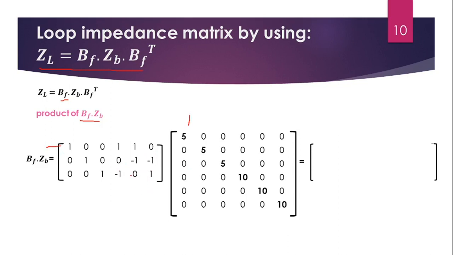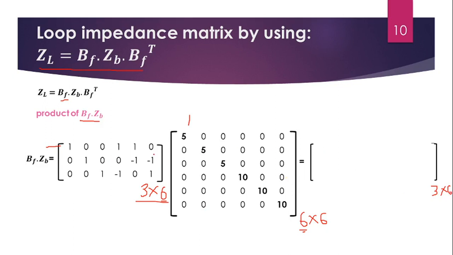First of all we have to check the size of this matrix. What is the size of this tie set matrix? That is 3 by 6, and the size of the impedance matrix is 6 by 6. When you do the multiplication, you have to follow the rule for matrix multiplication: the number of columns of the first and the number of rows of the second should be the same. Here it is 6 and it is 6, and the resultant matrix we are getting is 3 by 6.